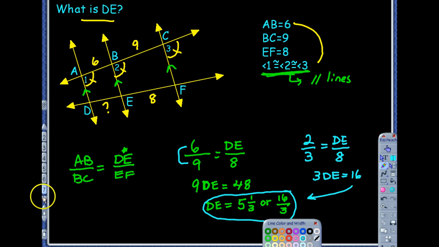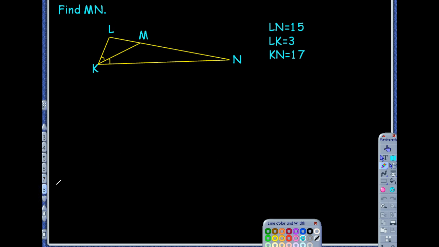All right, last one. It says we're going to find MN. Now, I want you to just look at the picture and tell me, what do you notice, Mrs. Blairmont? I see a triangle with an angle bisector, which is the KM. So I know there's a theorem that says that angle bisector, KM, is dividing that opposite side basically proportionally with the other two sides of the triangle. So LM to MN is going to equal LK to KN.